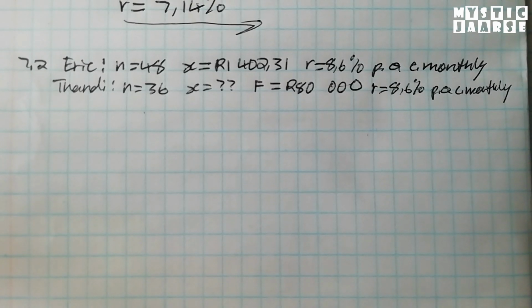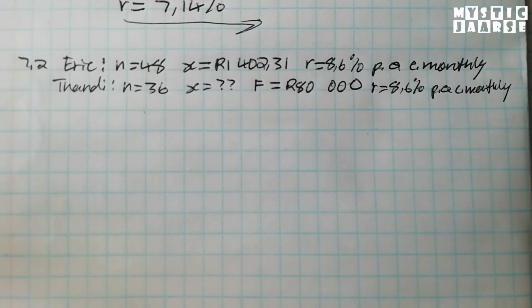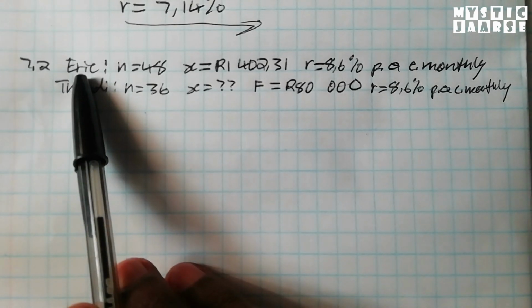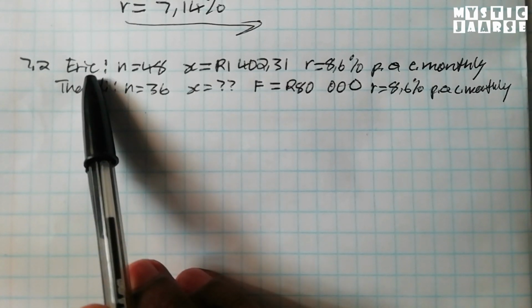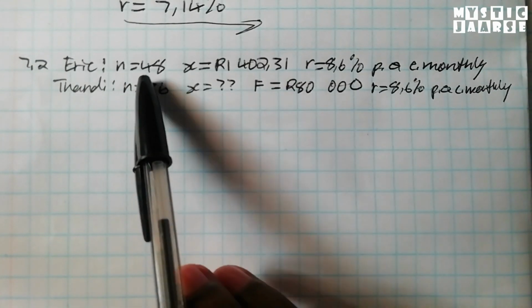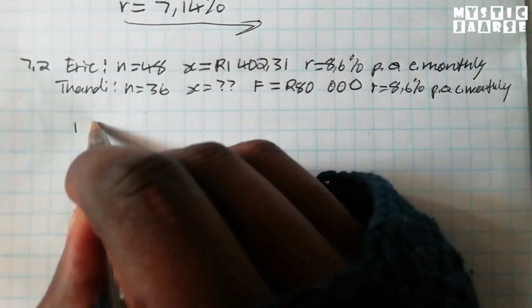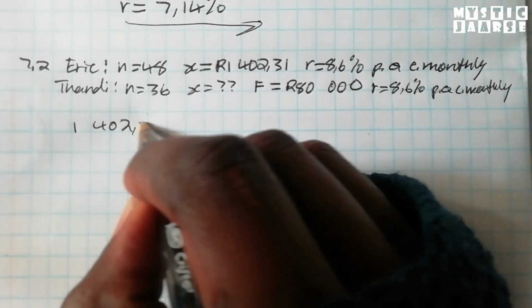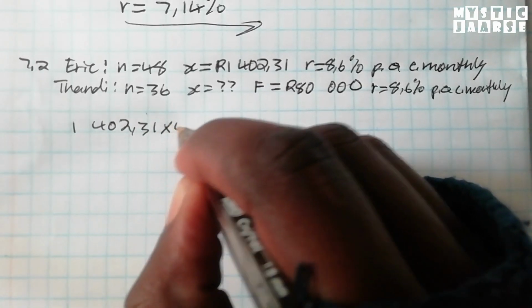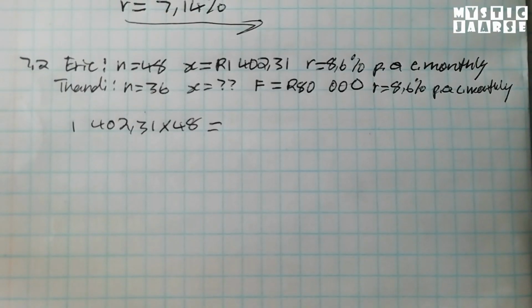Now, in order for us to find the difference between the total amount of money that Eric deposited into this account for 48 months, we just need to multiply 1,402 rand 31 cents by 48 to get that total amount of money that Eric deposited.